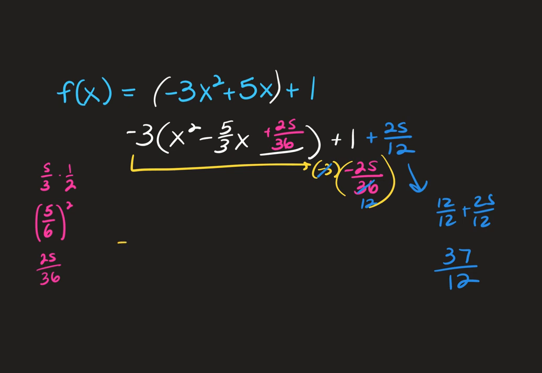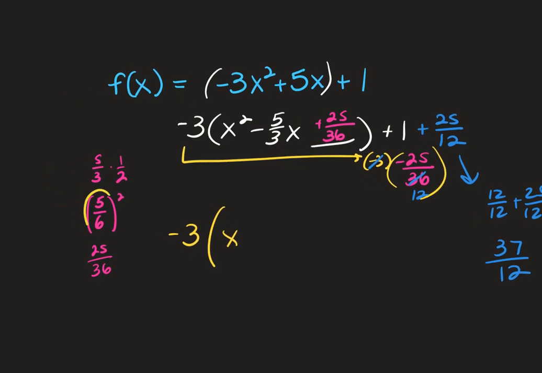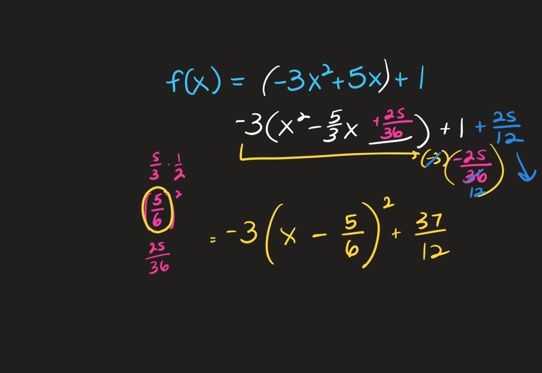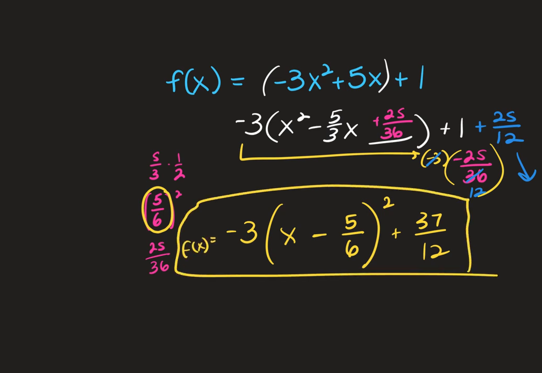So it's negative 3, square root the first term, which is x, square root the last term, which is over here. Before I squared it, but I can also just square root 25 and 36. Take the sign from the middle, put it in parentheses, squared, plus 37 twelfths. Questions?